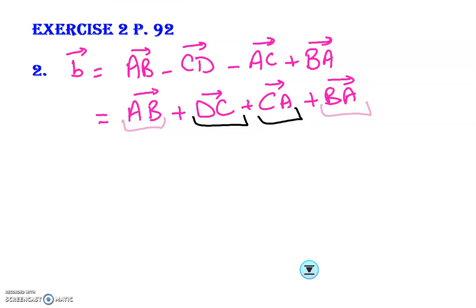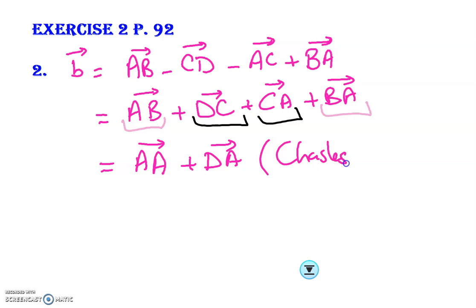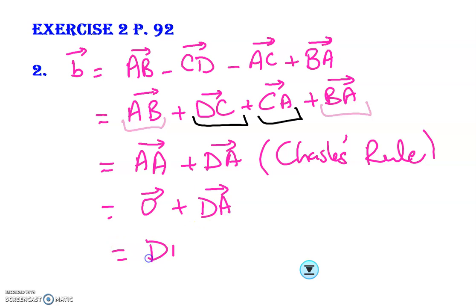Now notice AB plus BA will give AA, which is the 0 vector, or we can simply cancel them out. DC plus CA will give DA by Chasles's rule. So this will give the 0 vector plus DA, which is simply DA. We could have from the beginning crossed out AB and BA if we wanted, because their sum is 0.